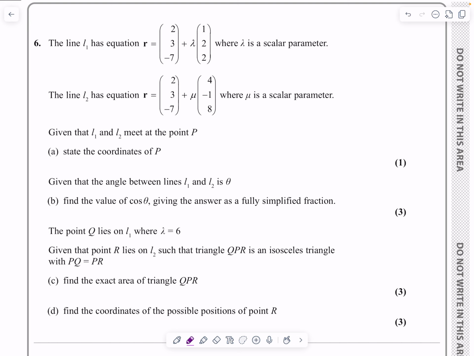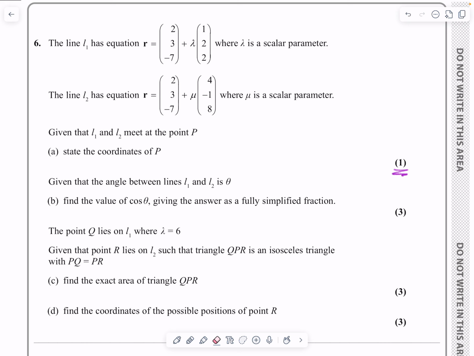It says we've got line L1, which has the top equation there, and then line L2, which has the other equation, and it says L1 and L2 meet at the point P, see if we can find the coordinates. So what you'd normally do is put this equal to this. You'd get 2 plus lambda on the top is equal to 2 plus 4 mu, and 2 other equations, we'd solve them, etc. But have a look at that. It's only worth 1 mark, and all of that work is not going to give us only 1 mark.